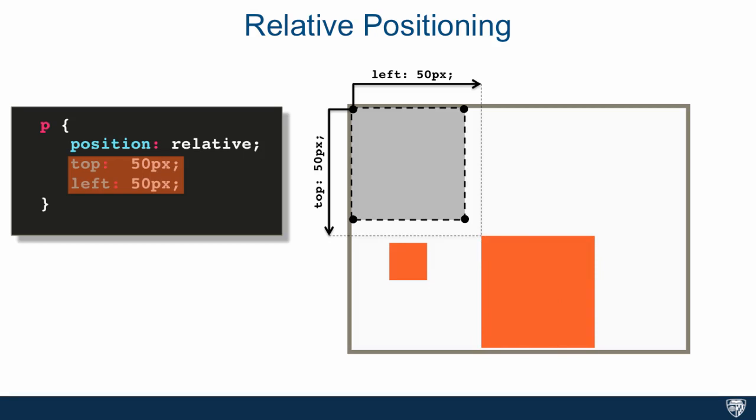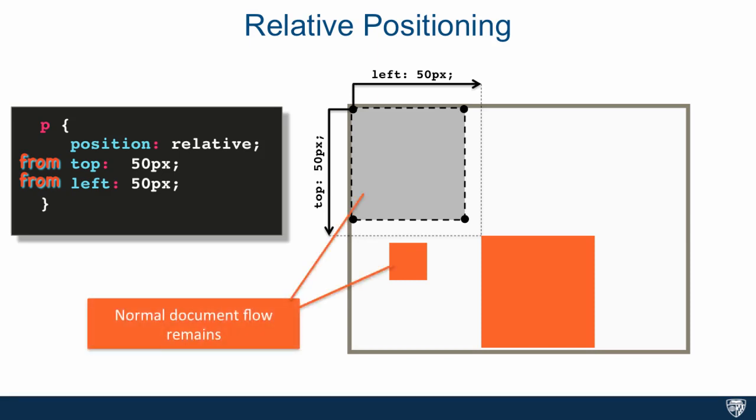Now, these values might be a little bit confusing since we're saying left 50 pixels, but yet we're moving the element to the right. So the way you could think about these offsets is really not top or left, but more like from the top and from the left. So if you take from left 50 pixels, you move 50 pixels to the right, and if you take from top 50 pixels, you're really moving 50 pixels from the top.